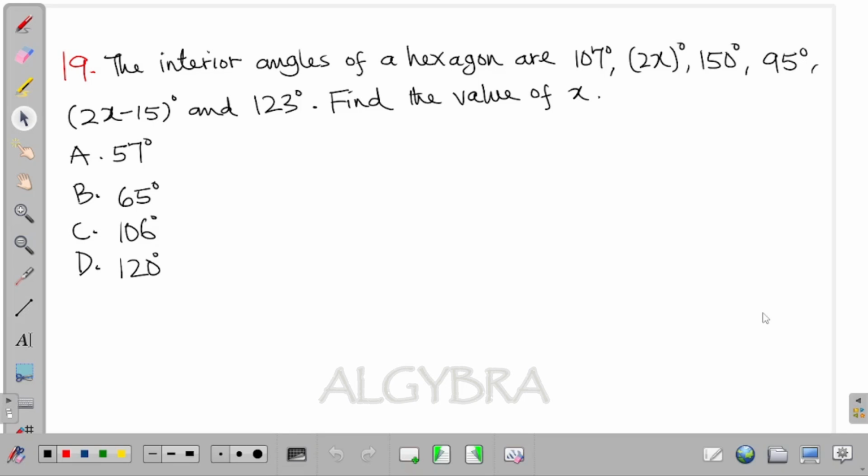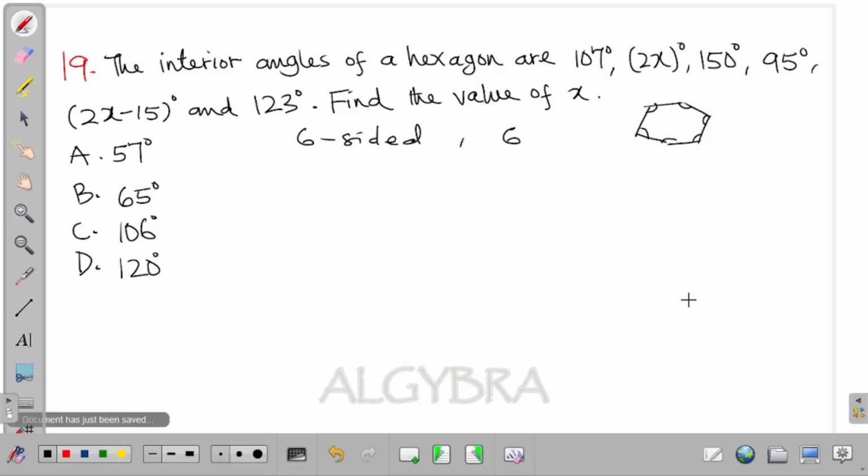First of all, let's understand what this particular problem is talking about. We are talking about a hexagon. A hexagon has 6 sides, so a hexagon is a 6-sided polygon. If it is 6-sided, the number of interior angles it will have is going to be equal to 6, right? So this is what a hexagon will be looking like. We have 1, 2, 3, 4, 5, 6 interior angles.